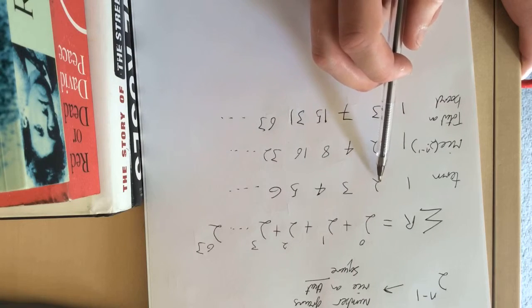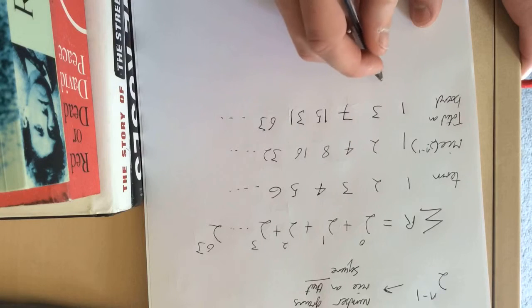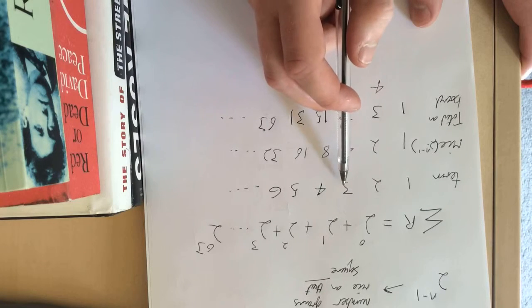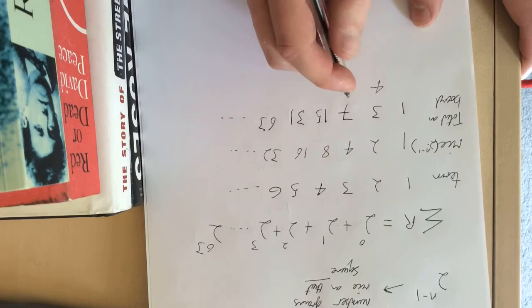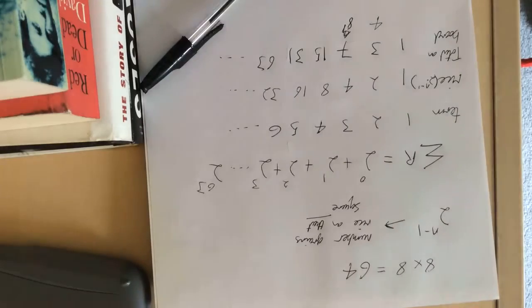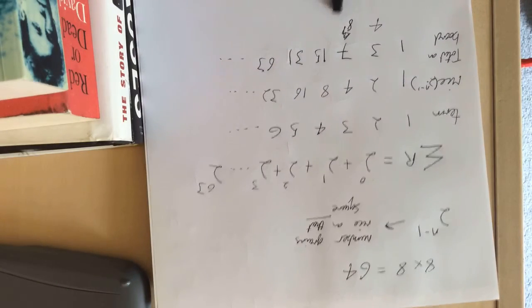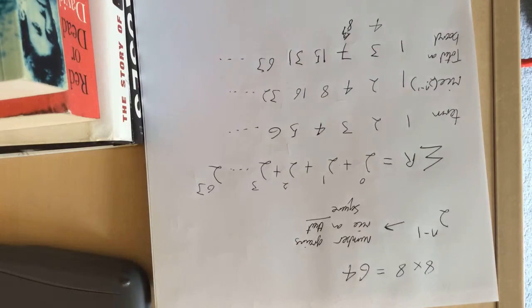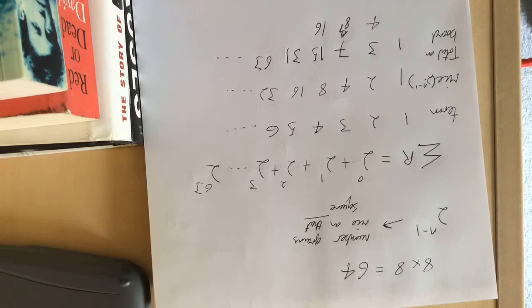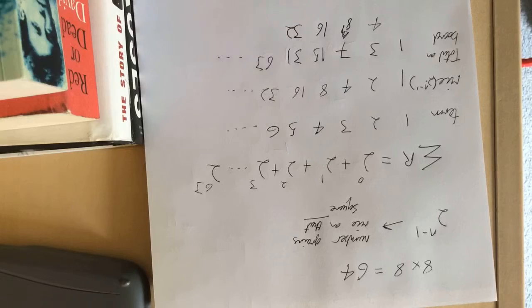2 squared is 4. 3 squared is 9. So 2 to the power of 3 is 8. 2 to the power of 4 is 16. 2 to the power of 5 is 32, 2 to the power of 6 is 64.